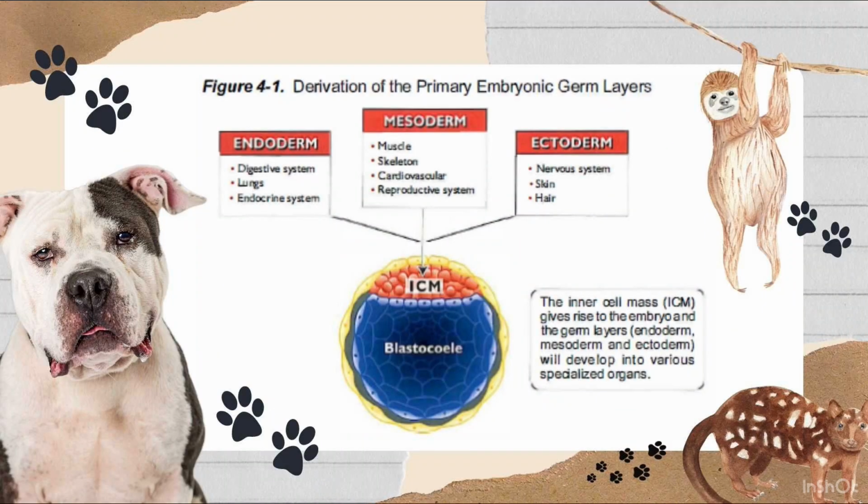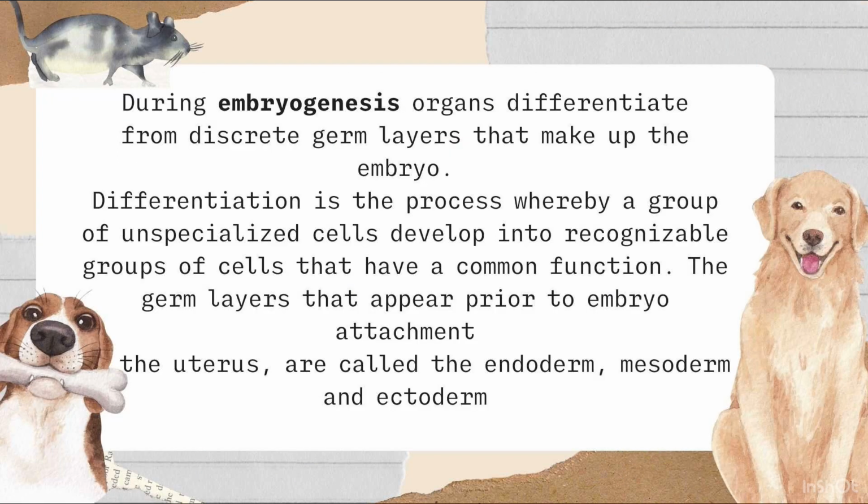Here's an illustration for the derivation of the primary embryonic germ layers, wherein the inner cell mass, or the ICM, gives rise to the embryo and the germ layers, which are the endoderm, mesoderm, and ectoderm, that will develop into various specialized organs. During embryogenesis, various cells form organs that differentiate from discrete germ layers that make up the embryo.